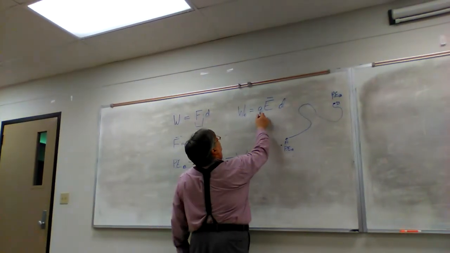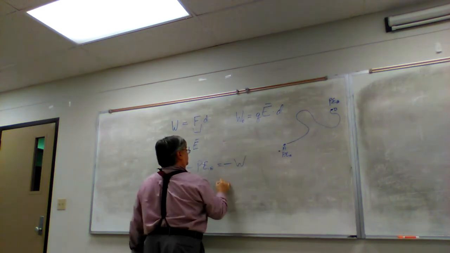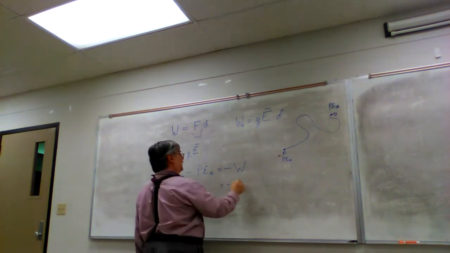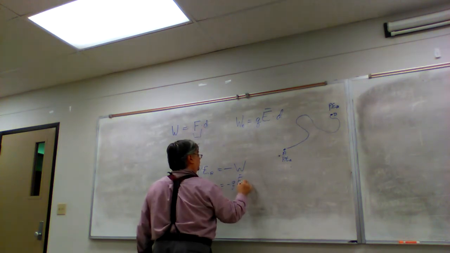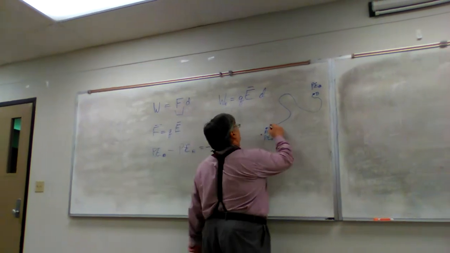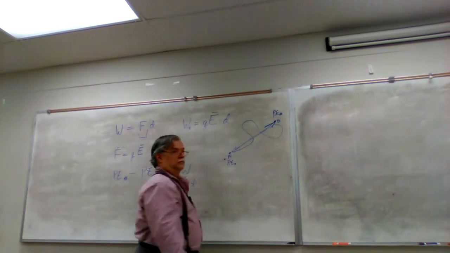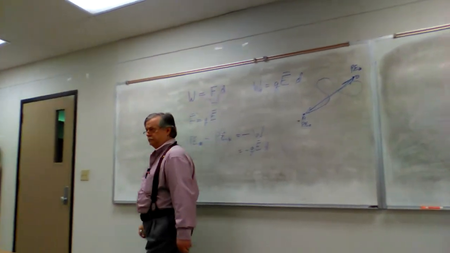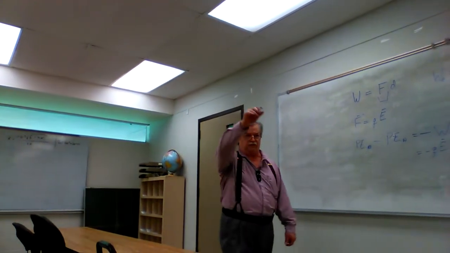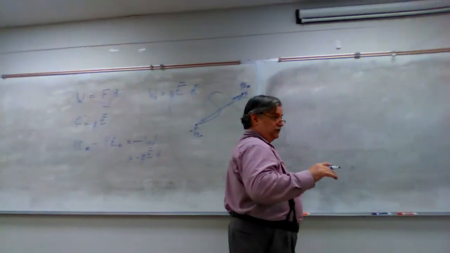But the work is simply Q times the electric field times the distance. So it's going to be equal to minus the charge of the particle times the electric field times the distance it moves from A to B. More specifically, the displacement. Because this is a conservative force, so it doesn't matter what path you follow. Do y'all all remember that distinction?